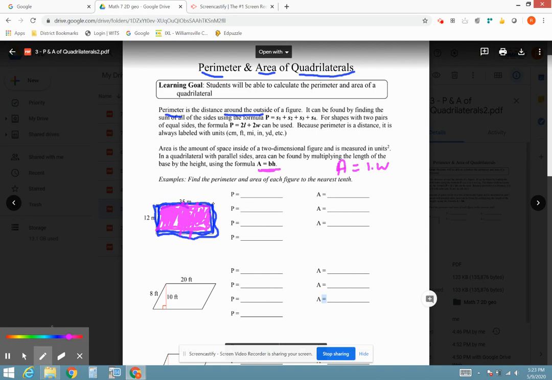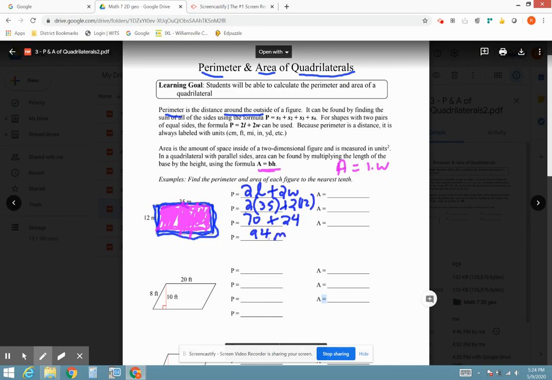So if I'm looking at the rectangle that's given here, I first write out my formula, 2 length plus 2 width. Okay, then I would substitute in my values. Perimeter equals 2 times the length, which is 35, plus 2 times the width, which is 12. So 2 times 35 is 70, and 2 times 12 is 24. So the perimeter is 94 meters.